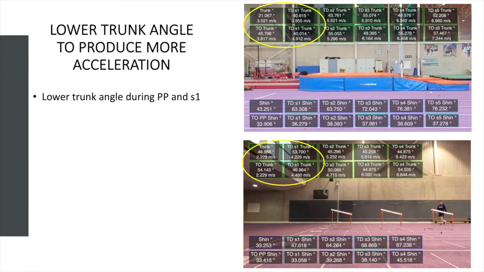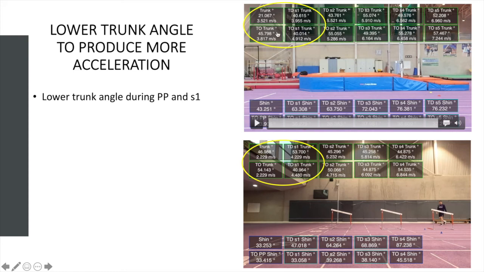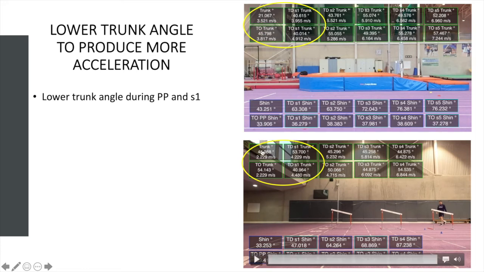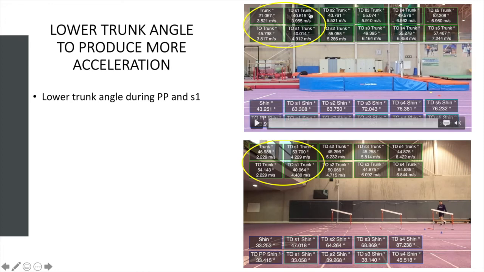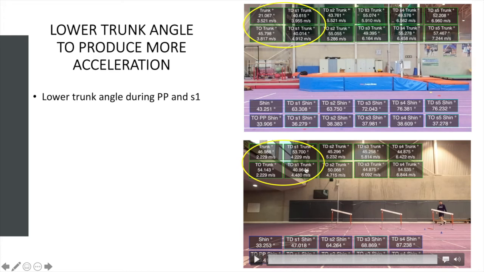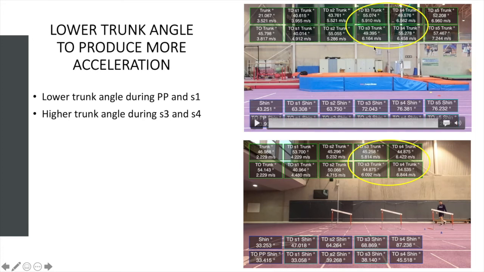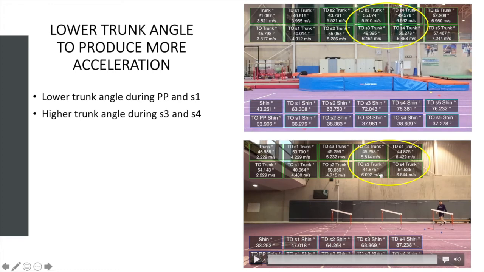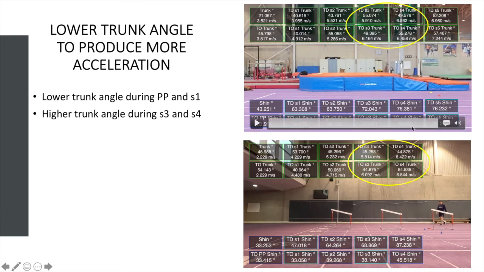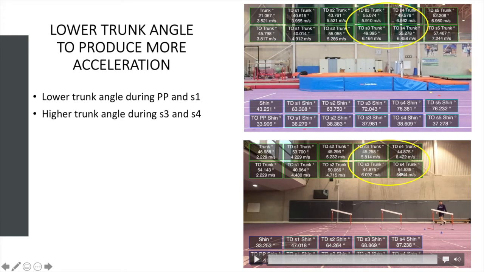So we can see a lower trunk angle in the top video in the first 2 steps than in the bottom video. So yeah, this is 21 and 45 degrees versus 46 and 54 degrees. And in step 1 we can see angles of 40 degrees in the top run and 53 and 40 degrees in the bottom run. But from step 3 to 4, the trunk angle is actually higher. It's here of 55 and 49 versus 45 and 44. And in step 4 it's 49 and 55 versus 44 and 54.